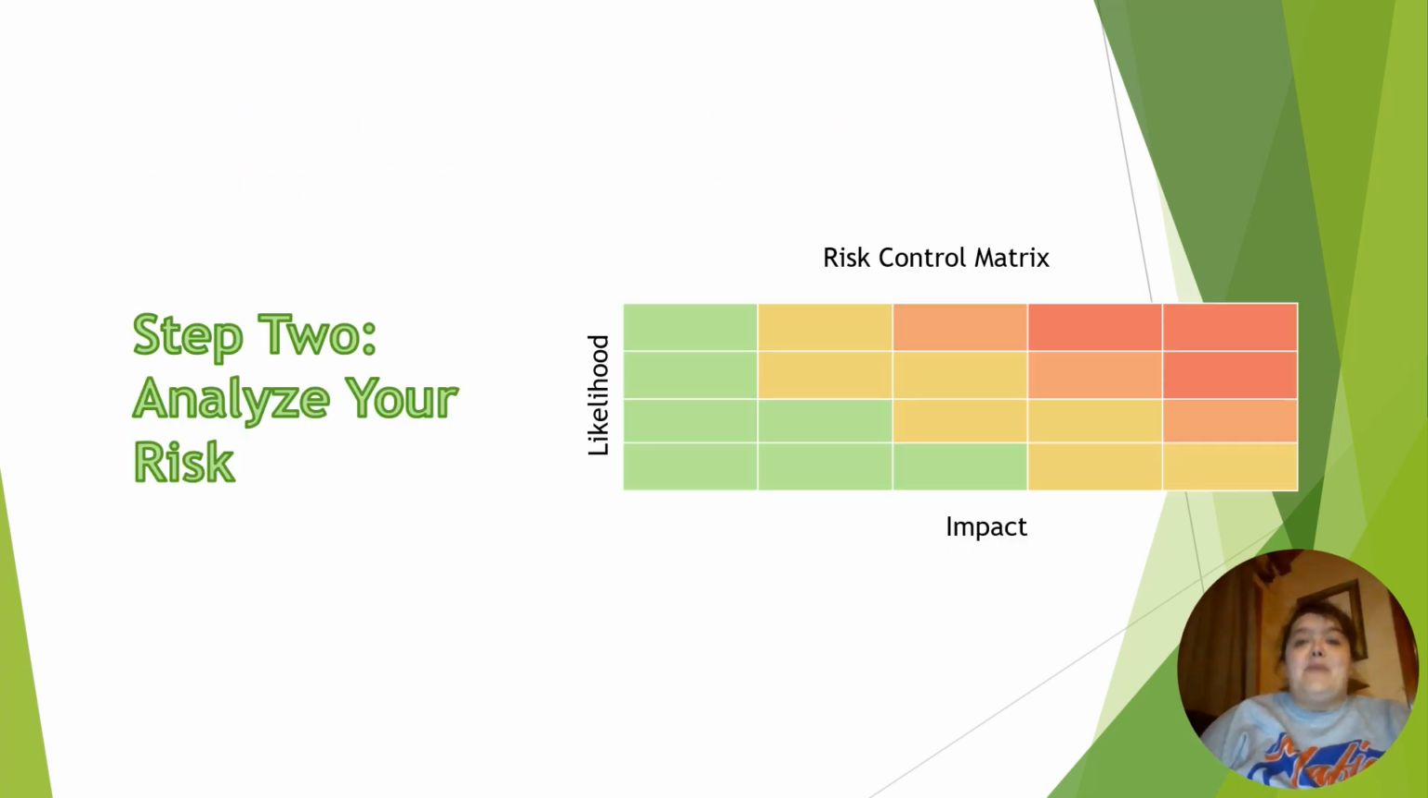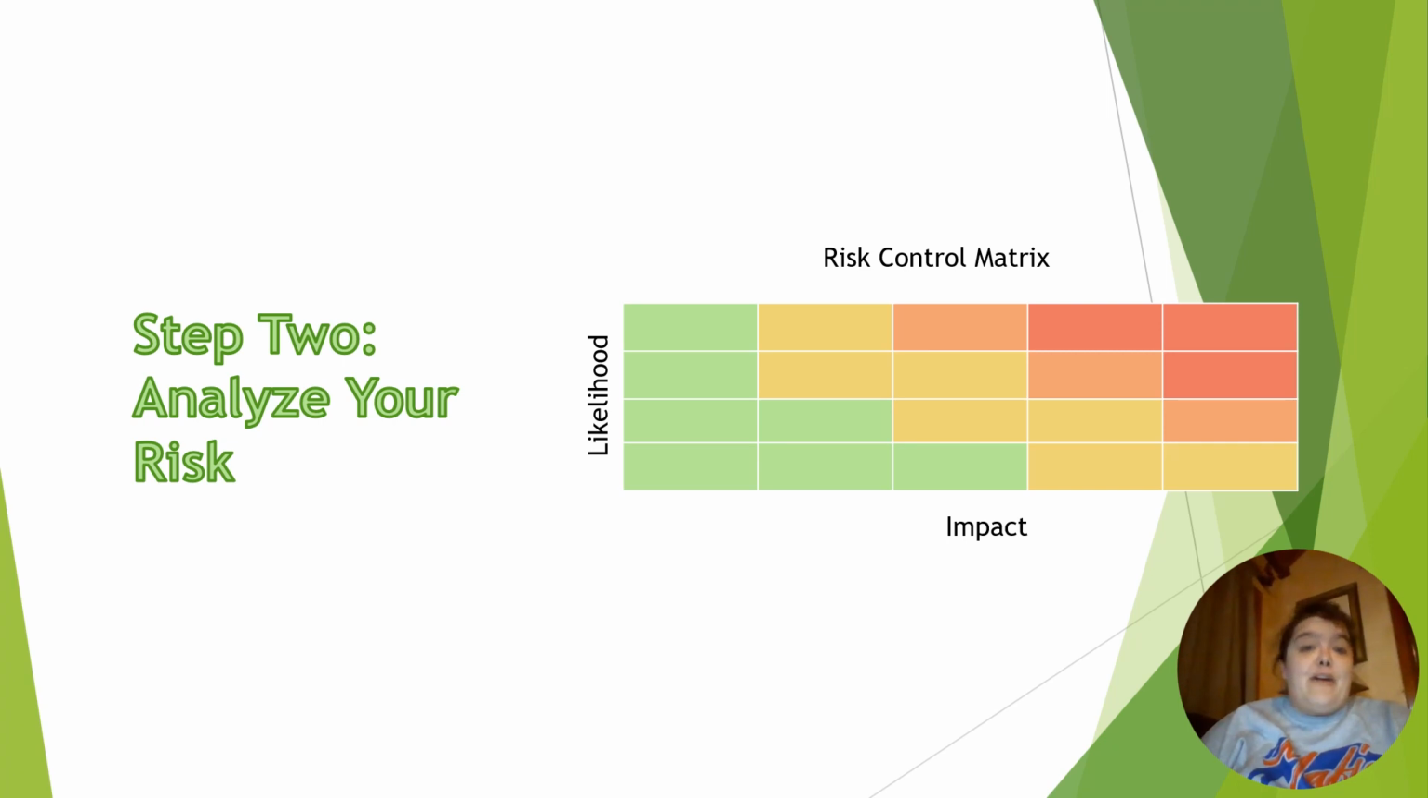The second step in a risk assessment is to analyze your risks. Not all risks are created equal. As you can see here, we have a risk control matrix which can help to rank risks based on their severity. The vertical line shows the likelihood that a risk will take place, while the horizontal line shows the impact the risk will have on the organization.